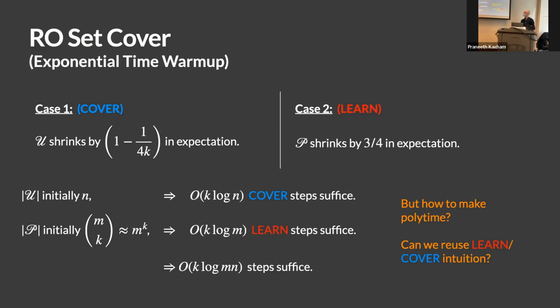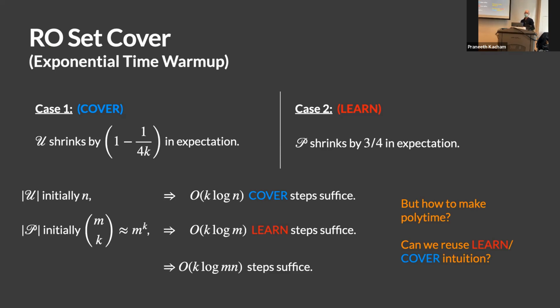The question that remains to answer is, how do you make this poly time? We're crucially, as Pedro said, enumerating all possible candidate solutions. This is very expensive, and we're maintaining this thing over time. Space is exponential, time is exponential. Is there any way to reuse the intuition that you're learning or covering? So yes, the answer is yes.